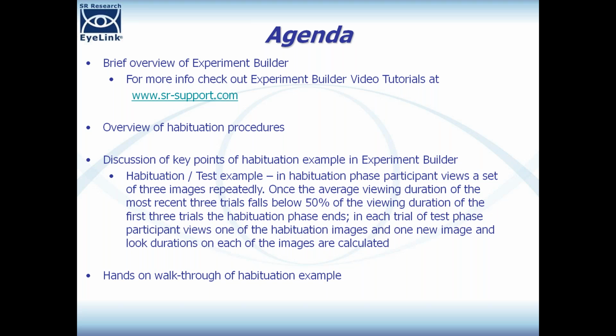In this example, it's a very generic type of habituation procedure. During the habituation phase of an experiment, the participant will view a set of 3 images repeatedly. Once the average viewing duration of the most recent 3 trials falls below 50% of the viewing duration of the first 3 trials, the habituation phase ends. And then we're going to go into a test phase that doesn't really involve the habituation, but it uses the habituation images to test whether there's a preference for the habituation images compared to the new images or vice versa.